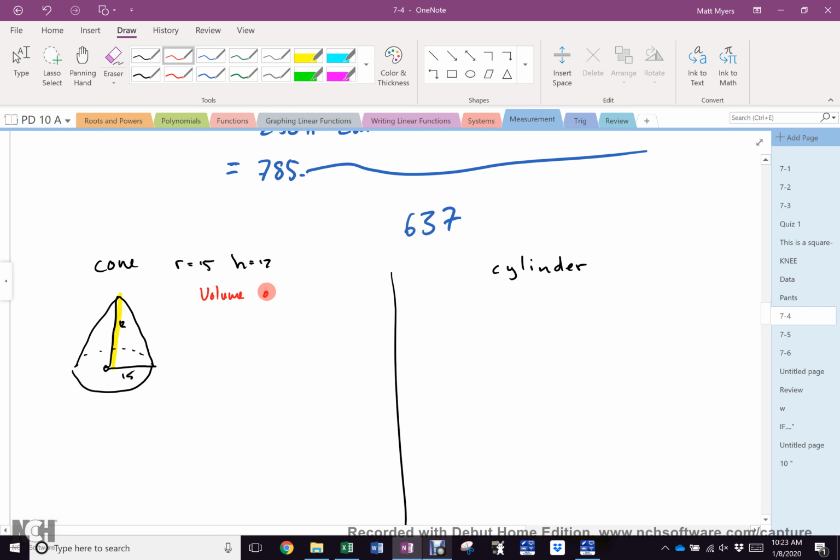Volume of prisms, not prisms, volume of pyramids needs height, not slant height. Okay? That's the first warning. Now, other than that, it's exactly the same.